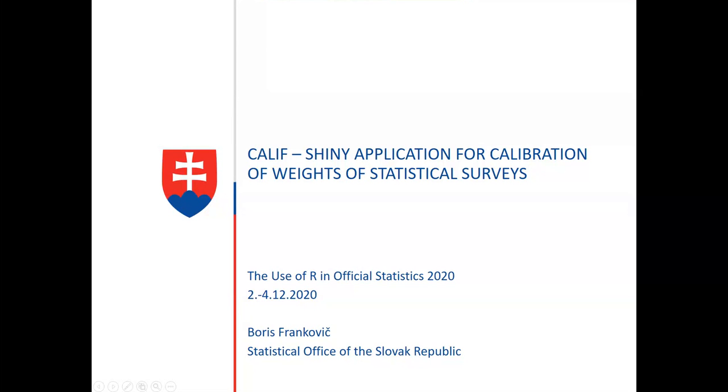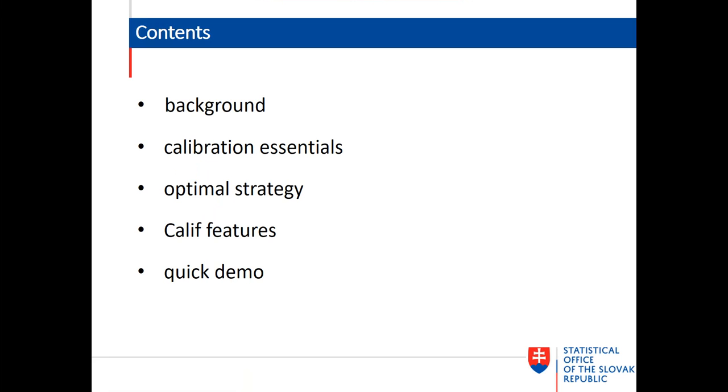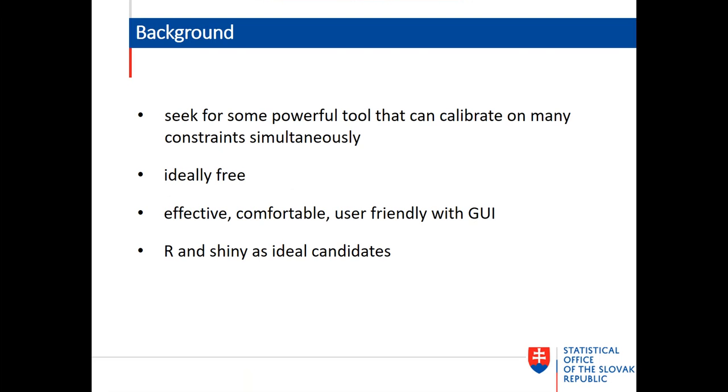Okay, so hi everybody. I'm Boris Frankovič from the Statistical Office of the Slovak Republic, and in this presentation I will be talking about Calif, the Shiny application for calibration of survey weights. The contents of this presentation will be first to present some background of the tool, then to move quickly around the calibration essentials and optimal strategy, just to know what we are talking about, to be sure. And at the end of the presentation, I will also show some Calif usage in practice.